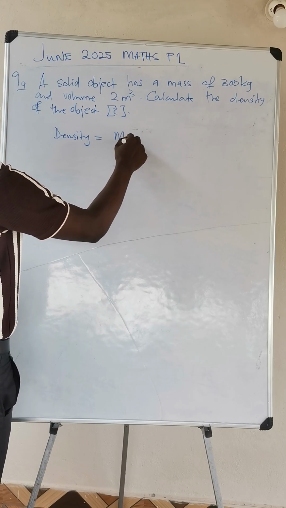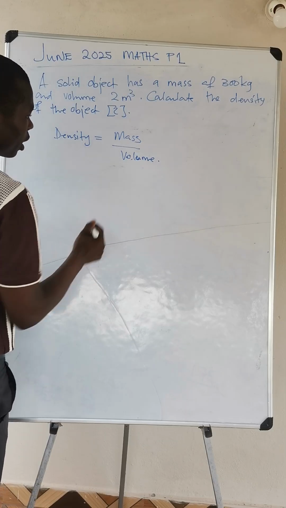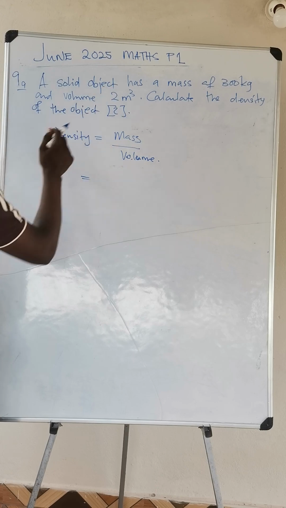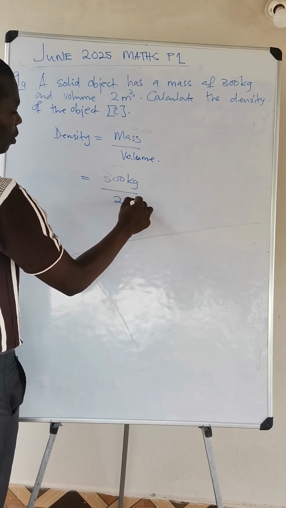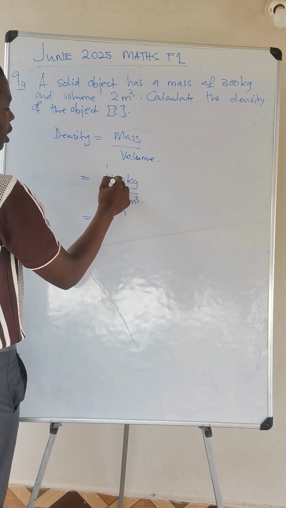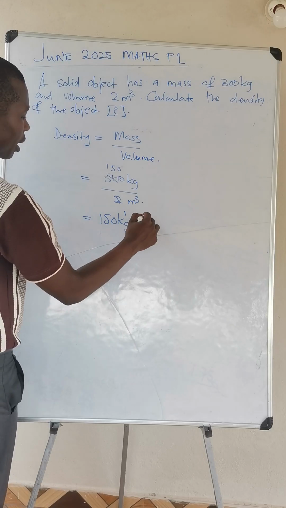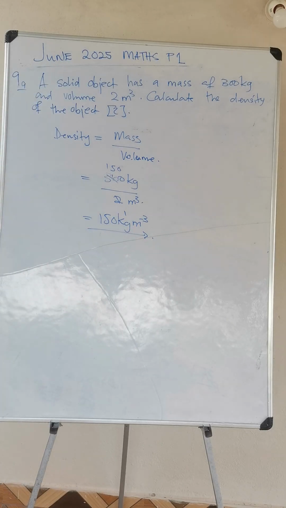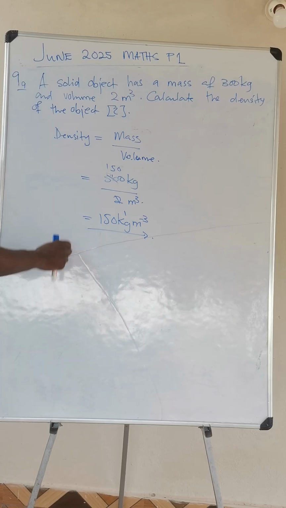is equal to mass per unit volume. Okay, so this is the formula. So it's equal to, our mass is 300 kgs over 2 cubic meters. So 2 into 3 is 1, 2 into 1 is 5, here is 0. So it's 150 kgs per cubic meter. So this is our final solution. So the density of an object of mass 300 kgs and a volume of 2 cubic meters is 150 kgs per cubic meter. This is the solution.